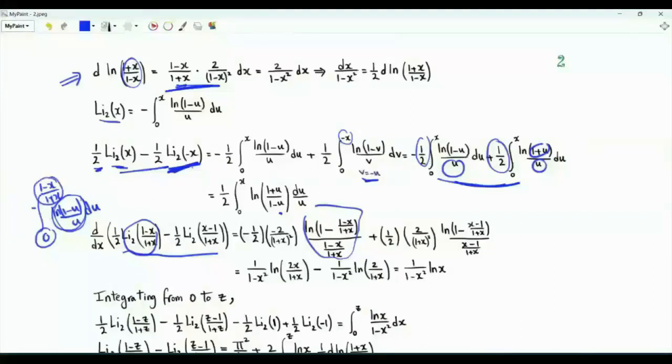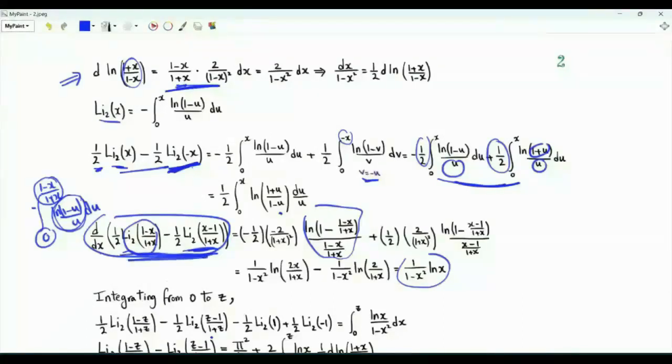Then we need to differentiate the upper limit of integration with respect to x. We do something similar to this term. When we combine the results and simplify, we get that this derivative is 1 over 1 minus x squared, the logarithm of x. Let's integrate both sides from 0 to z.